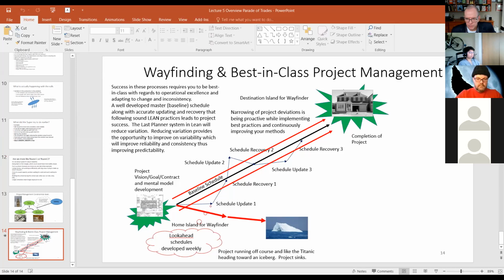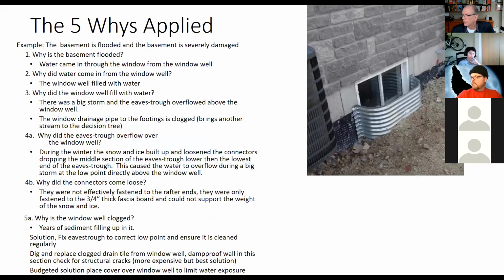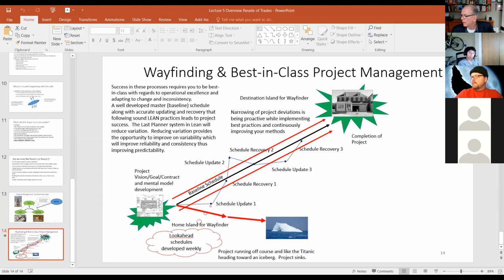So, does that make some... I don't know why I lost my chat window. It always happens. There it is. Okay, does that make some sense that way?